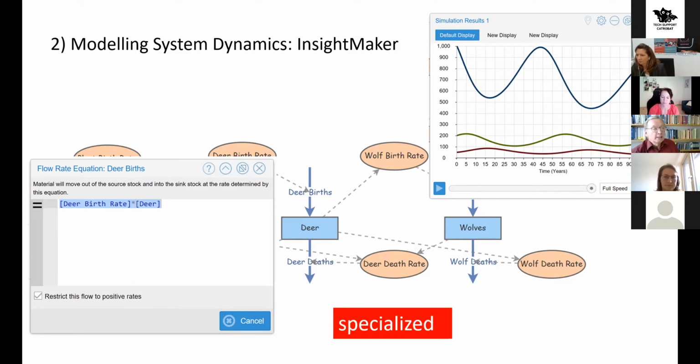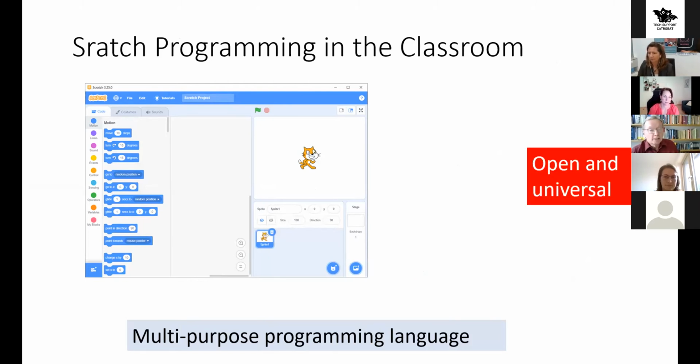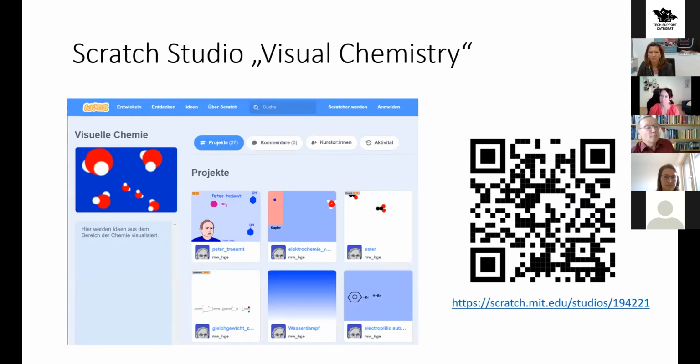And we have Scratch and other programming languages, but Scratch is a multi-purpose programming language. When you are able to program in Scratch, you can do many things, create many models, not only in science, also in arts. But of course, I focus on science projects with Scratch. It's open and universal, that's the advantage. I show some examples, and all the chemistry examples you can find in this studio.